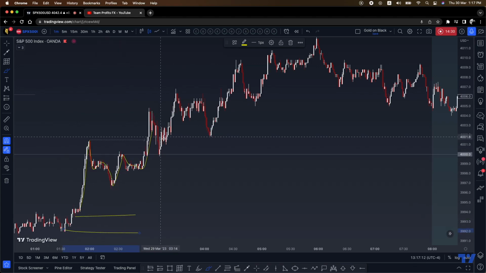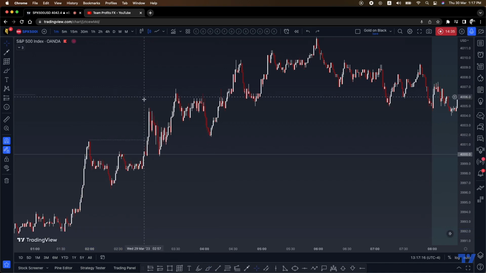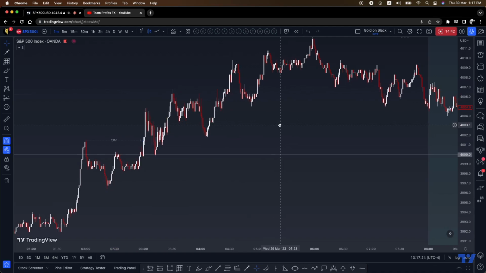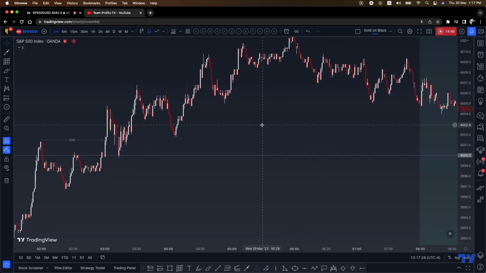But it did not take any liquidity, so that makes this not a boss. This is not a confirmed break of a structure, right? Other than just an inducement. It's inducing buyers, right? Inducing buyers to get in.